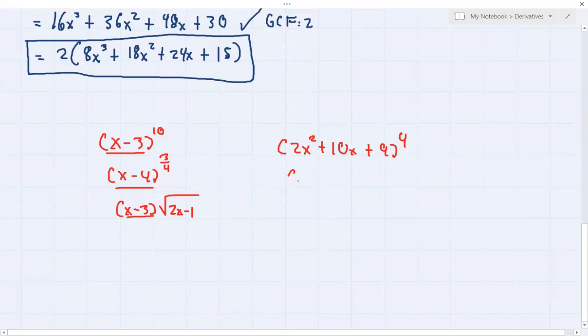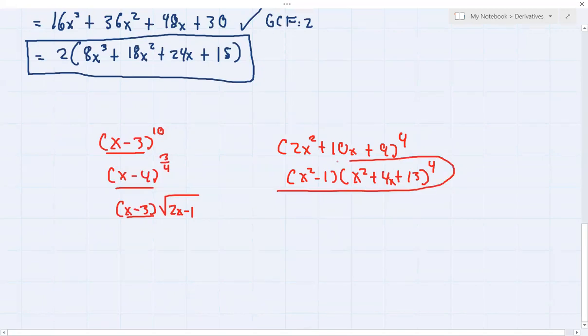Okay? Especially ito. Ito, let's just say x squared minus 1 times quantity x squared plus 4x plus 13 raised to 4. Mahaba to. Paano mo to i-expand? Mahaba yan. So ito, ituturo ko to sa inyo in the future. Alright? Especially yung product rule of differentiation. It plays a big role dito. Okay? So ngayon, here's the thing na i-discuss natin sa susunod.